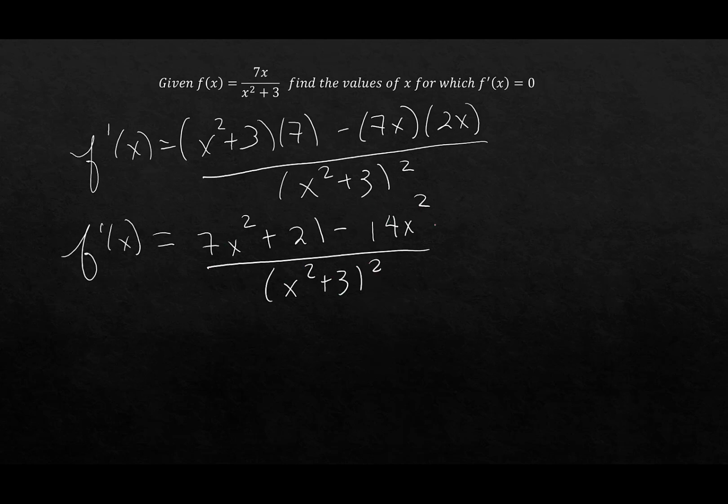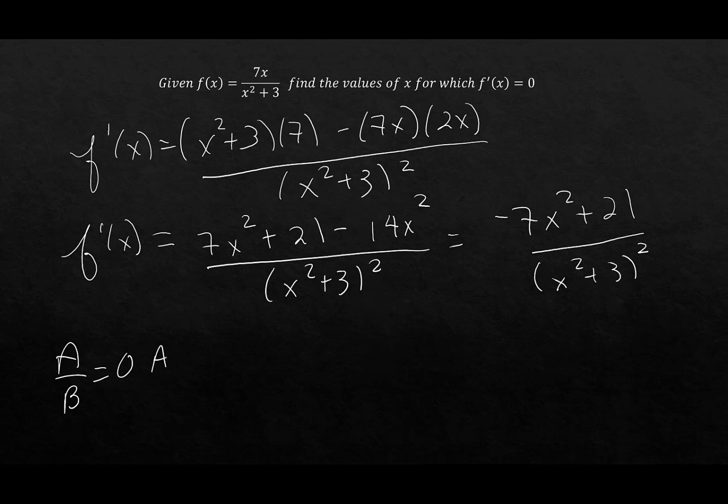7x squared minus 14x squared gives me negative 7x squared plus 21. That's over (x squared plus 3) squared. When we're trying to find the place where the derivative is equal to 0, I only need to look at the numerator, because the only time a fraction can be 0 is if the numerator is 0. So we're going to take our negative 7x squared plus 21, set it equal to 0.